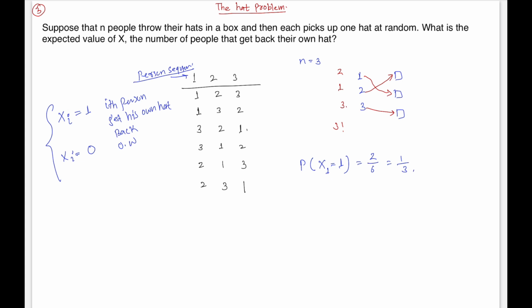So if I have to generalize this, what's the probability that the ith person will get his own hat back if we have a total of n persons? So in total there would be n factorial such permutations, and out of n factorial, (n minus 1) factorial will be favoring that the ith person gets his own hat back, right? And this is nothing but 1 divided by n.